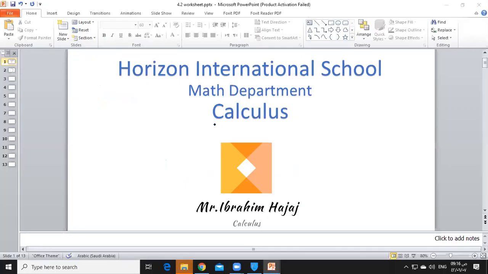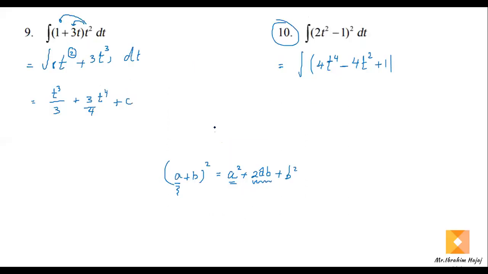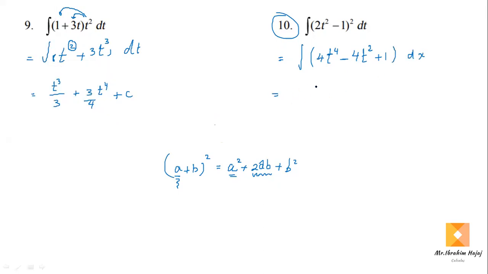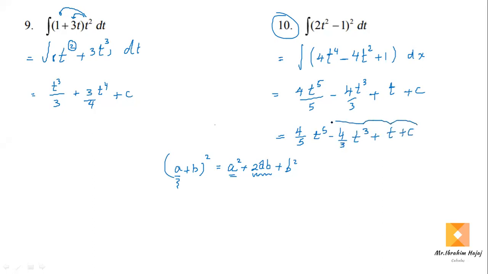Okay, we will do now the integral for each one. We will add 1 to each exponent, dx. 4t to the power of 5 over 5, minus 4t to the power of 3 over 3, plus x plus t, then plus C. You can write 4 over 5 t to the power of 5, minus 4 over 3 t to the power of 3, plus t, plus C. Thank you, Ram. Welcome. Very good.